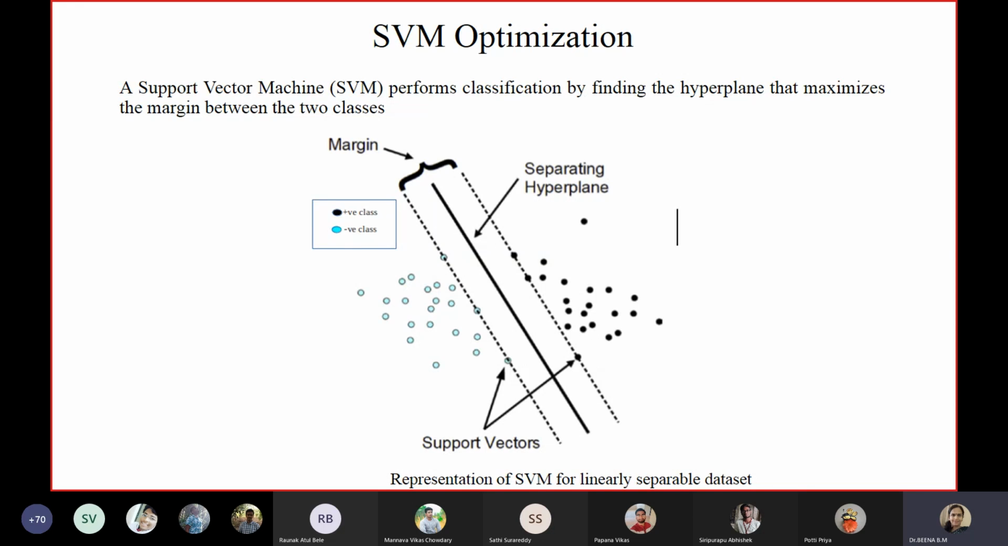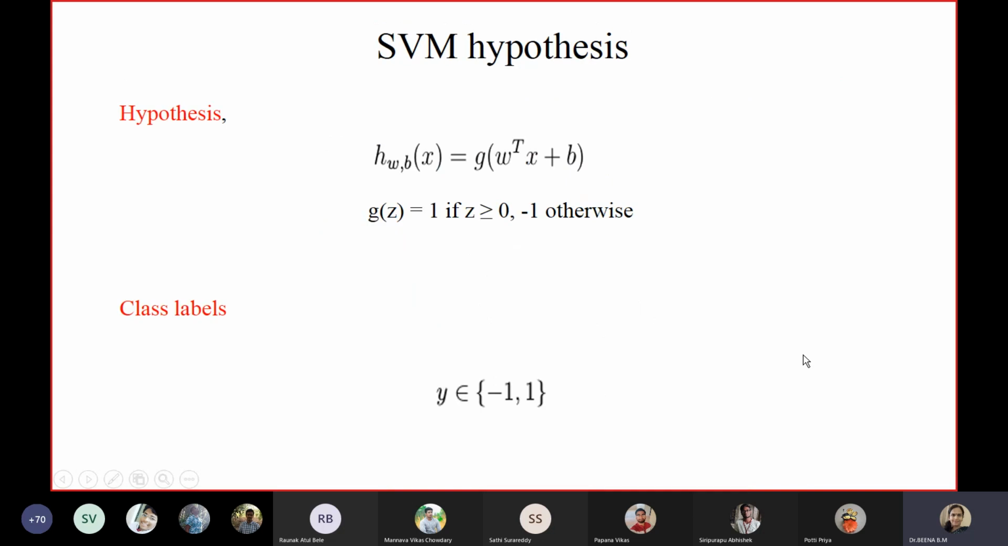And this is another graphical representation. Here we have negative classes. These are taken as the negative samples and these are taken as positive samples, and this is the margin, and this is the hyperplane.